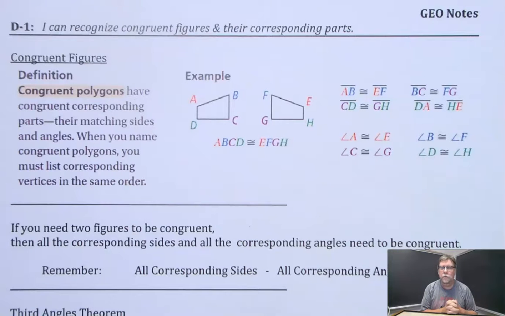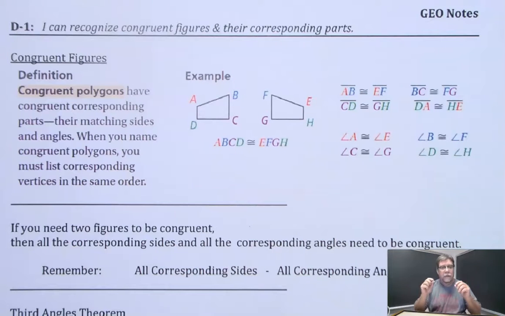Welcome to a brand new unit. We are starting this module off with Unit D, I call it. This is where we get involved in congruent triangles, proofs of congruent triangles. So we want to start off with the concept of how do you show that polygons can be congruent?